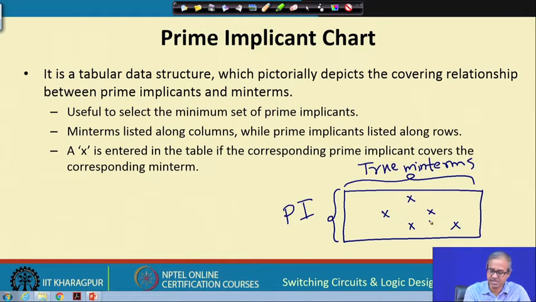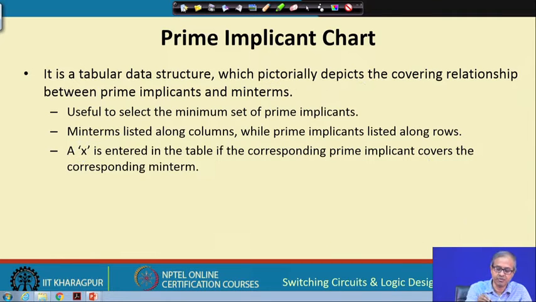So, let us see what is mentioned here. This pictorially depicts the covering relationship, that means which prime implicant covers which true minterms. Okay. So, as I said, minterms are listed along the columns and the prime implicants are listed along the rows. We shall see some examples, and we will be entering some check marks, some x kind of a check mark in the table whenever a particular prime implicant is covering some minterm. So, we will put a x in the corresponding location.